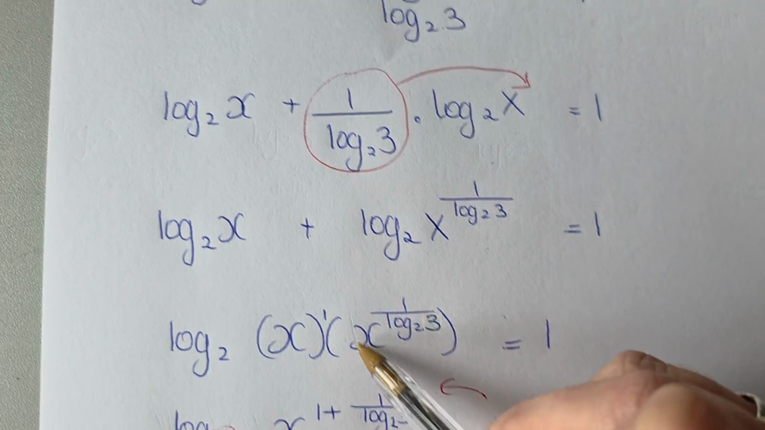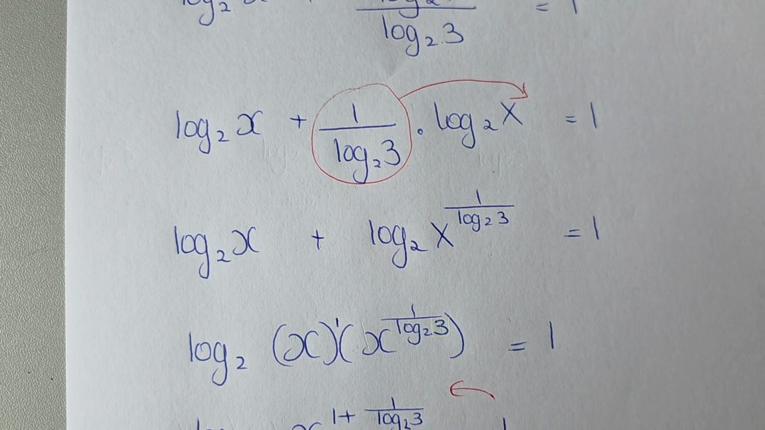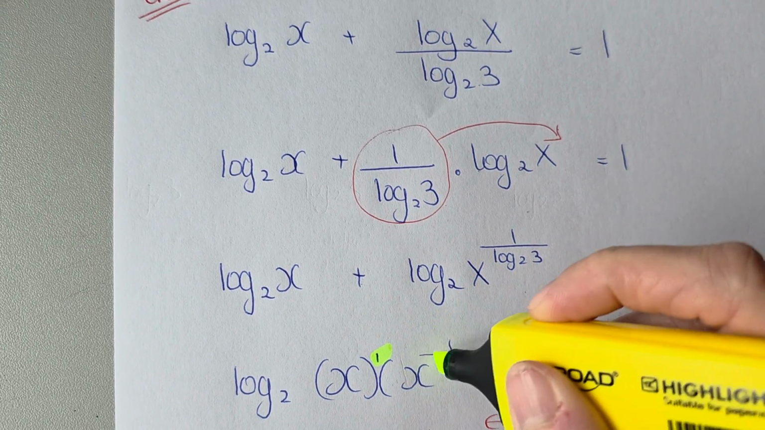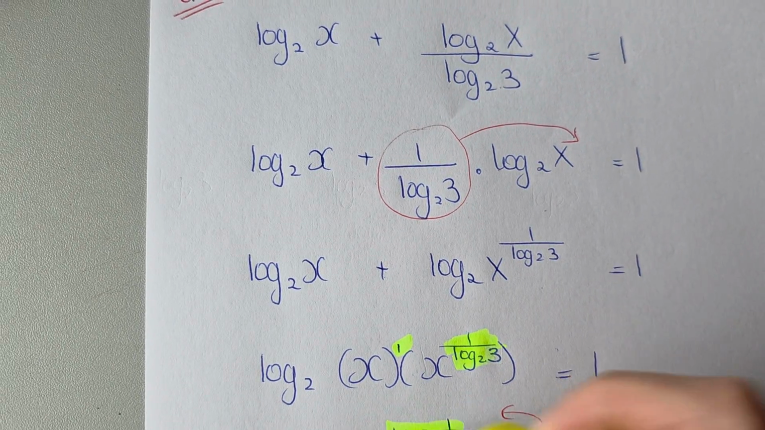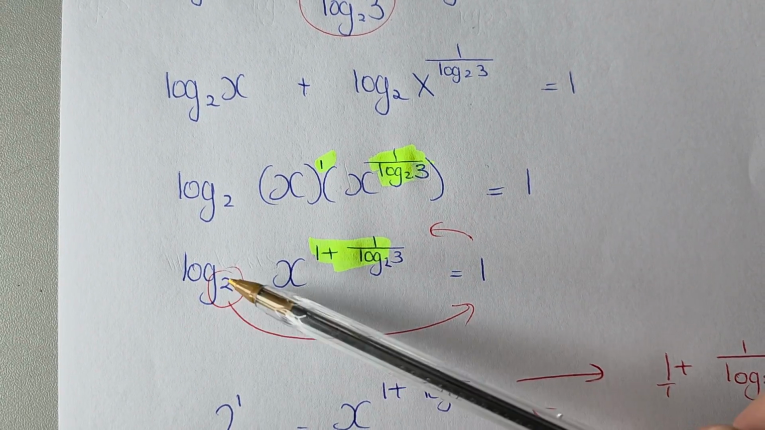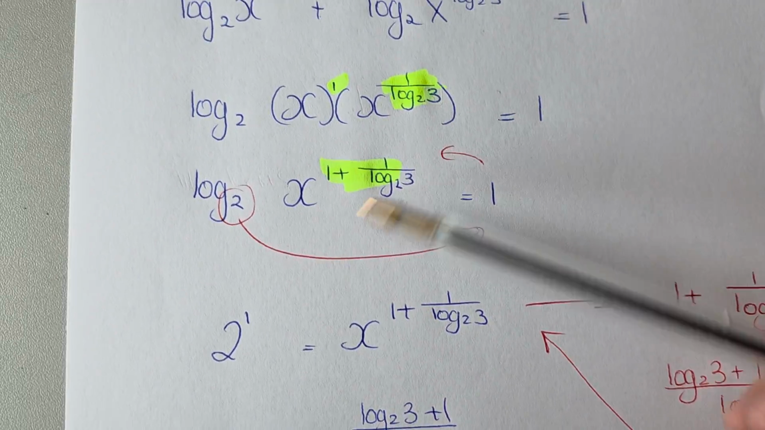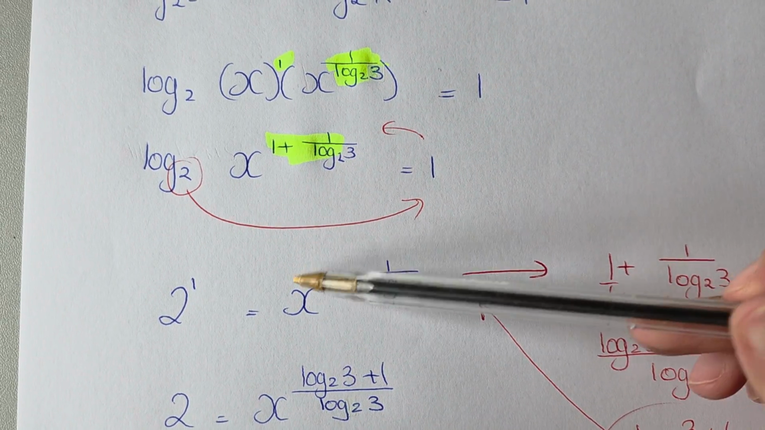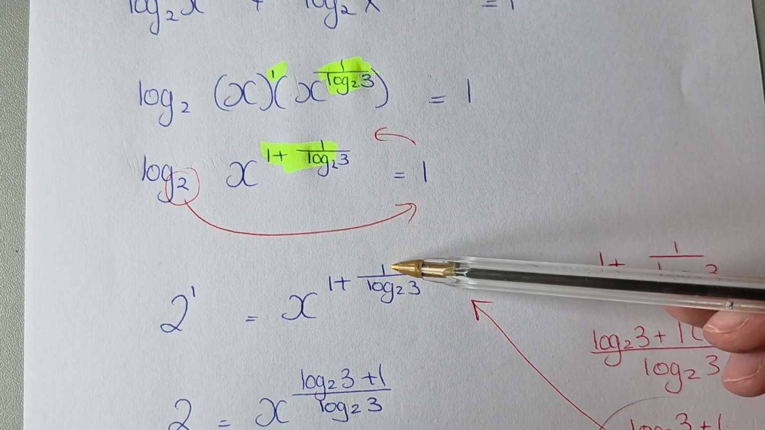Then addition turns into multiplication rule. Then it's rules of indices because you have an x to the power of 1 multiplied by an x to the power of that, which means you can add the powers to get x to the power of this. Take it out of log notation next, 2 to the power of 1 equals that expression. 2 to the power of 1 is just 2. Okay. In order to get x on its own, I'd have to put this side to the power of its reciprocal.